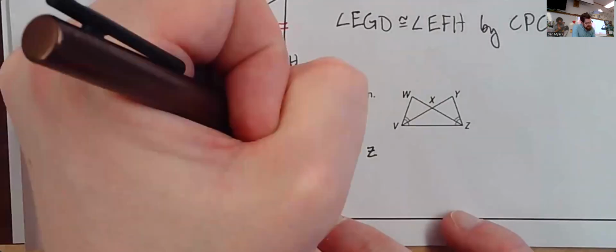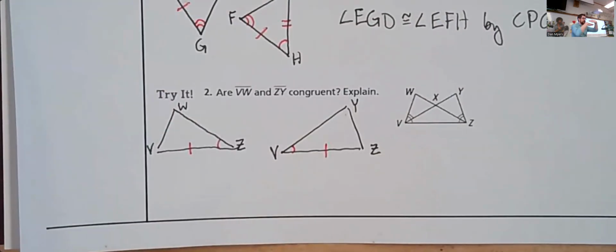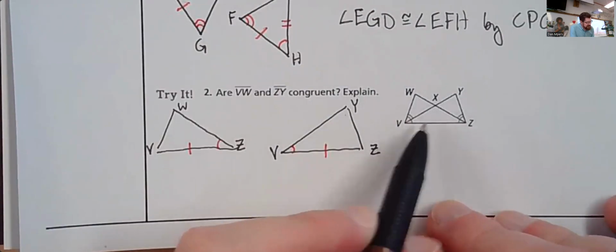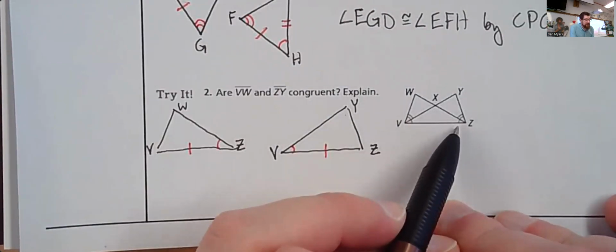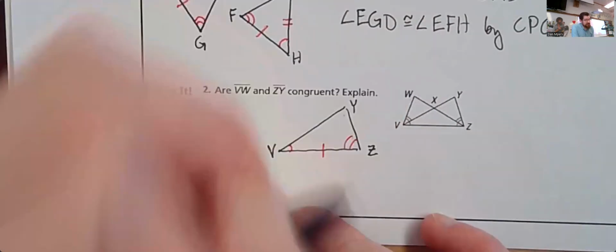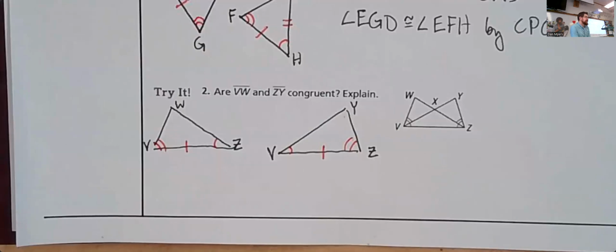VZ has to be the same thing as ZV because they're congruent. That's the overlapping part, right? Everybody okay with that? The overlapping part has to be congruent. And then we can also say, take a look, this double and that single are the same as this double and that single. So we can say that that angle is congruent to that angle as well. And that's because of the angle addition postulate.